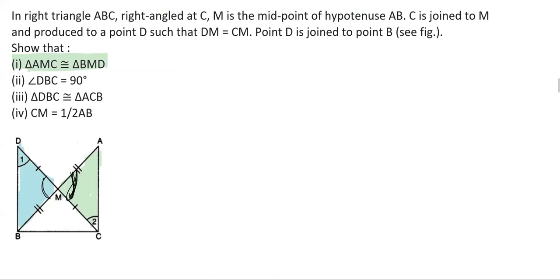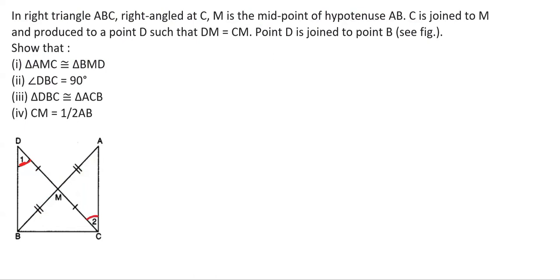Now, coming to the next part, what we have to prove here is that angle DBC is 90 degrees. For that, we are going to use the CPCT condition. We have proved these two triangles congruent, right? As we have proved this triangle congruent to this triangle, from CPCT, that means when two triangles are congruent, then their corresponding angles are equal. So over here, we can write angle 1 is equal to angle 2.